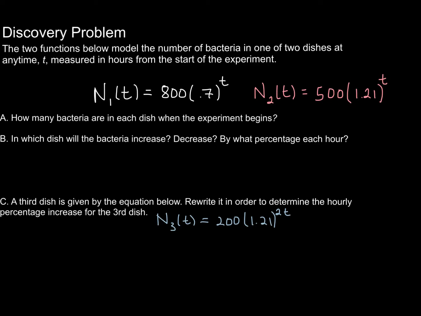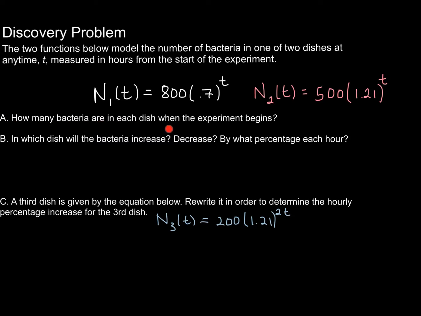All right, so here's the discovery problem. It's a fairly common situation for anyone who has taken a science class. So we have two functions here, and they model the number of bacteria in one of two dishes. So n sub 1 models the number of bacteria in dish 1, and n sub 2 models the number of bacteria in dish 2 at any time t, which is measured in hours from the start of the experiment. So here are the questions you want to answer. Go ahead and copy down the intro, and then the questions.